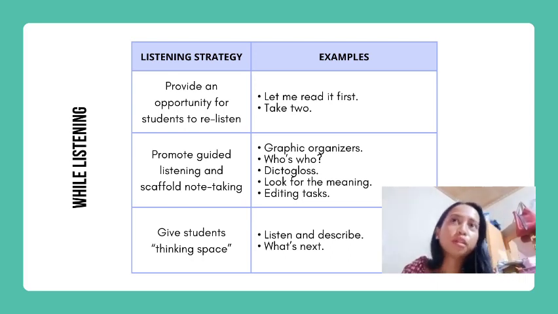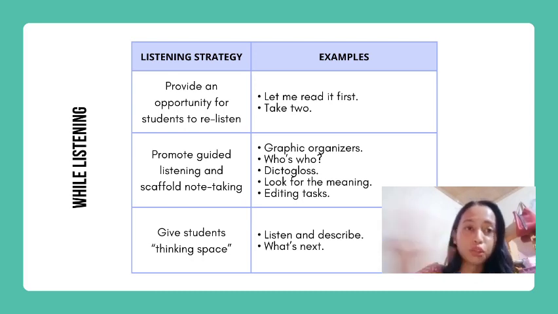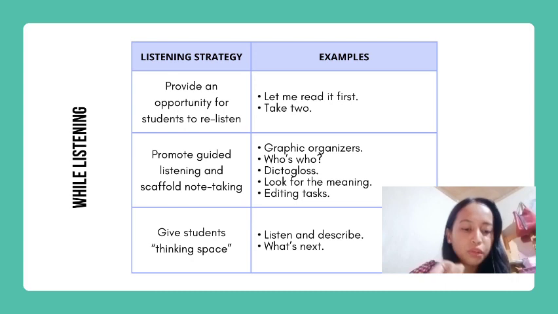So for example of this is when you will first give the students the story and you will let them read it for a very short time, and then after reading, you will discuss it in class, of course, without the script for the students. And the next one is take 2. Read the listening text first, then let students listen to the audio recording.